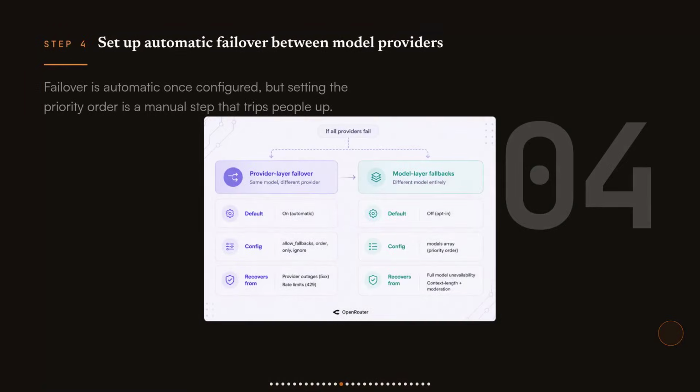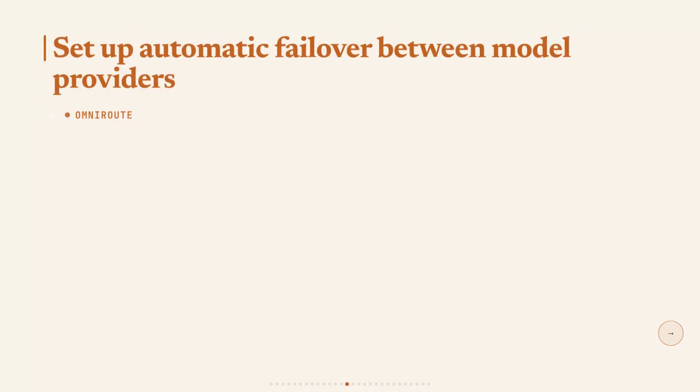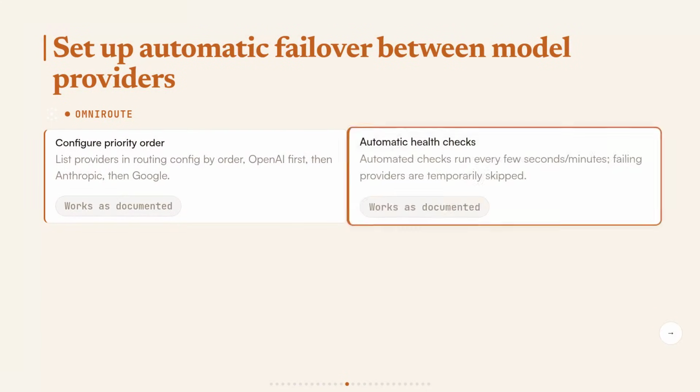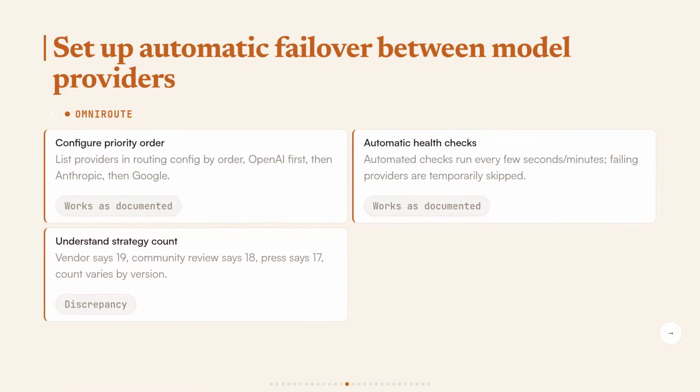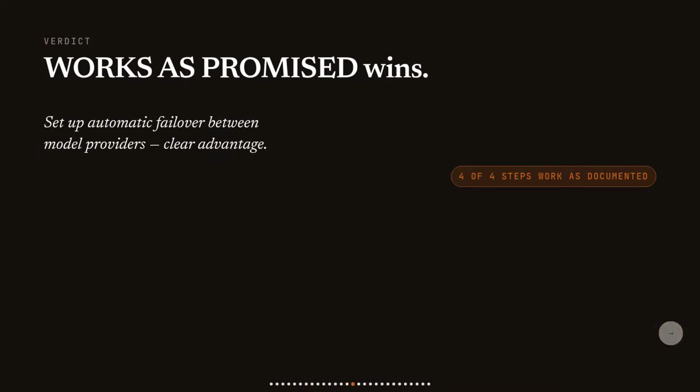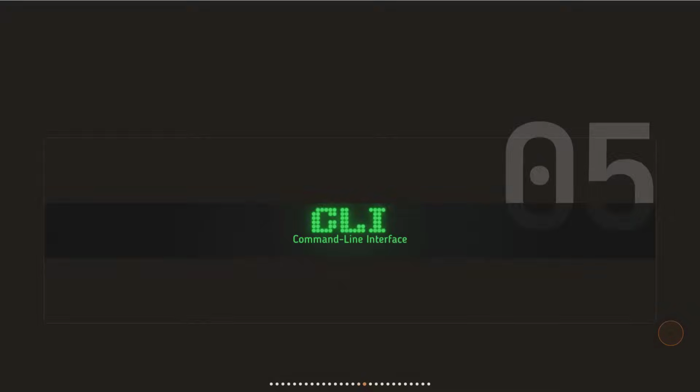Next up is set up automatic failover between model providers, the test that quietly decides whether the rest of this comparison even matters. On set up automatic failover between model providers, OmniRoute pulled clearly ahead once the workload got real. So OmniRoute takes that step, and the scoreboard shifts its way. Stick with me because the last 5 tests are where this decision actually flips.